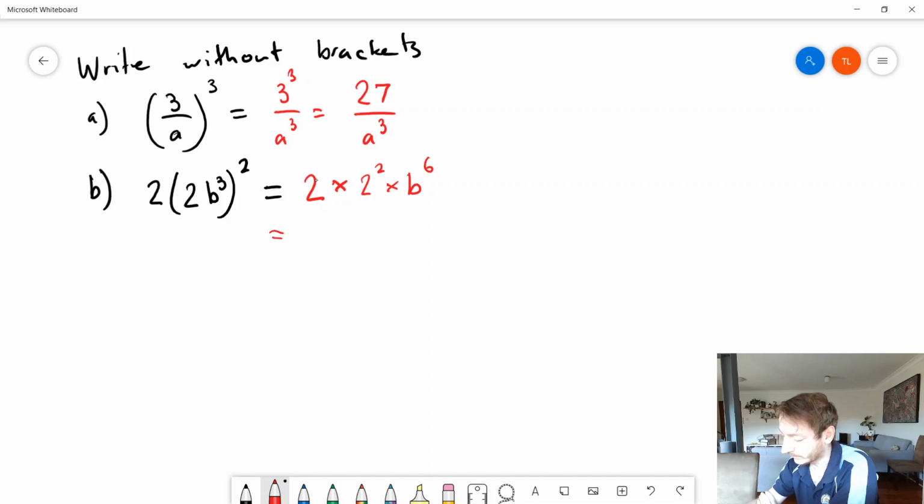Now let's tidy it up. That's 2 to the 1, remember? So that becomes 2 to the 3, b to the 6. And then we have it. I might do one extension-y type question. Let's have a go at this one.